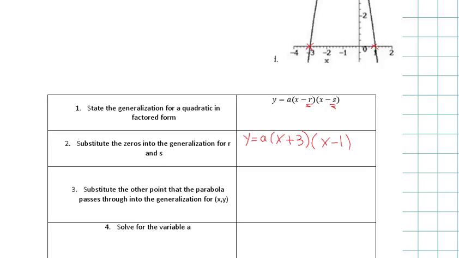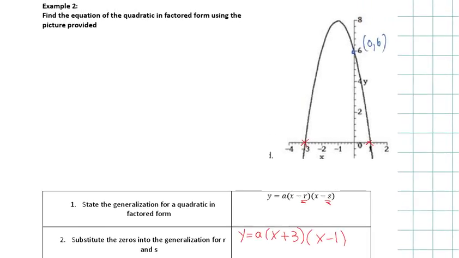What else do I have to find? The value of a. The value of a. Okay? Now to find the value of a, I need to sub in values for x and y from any point on the graph, any clear point other than the zeros. You can't touch the zeros anymore. Okay? So if I scroll back up, the y-intercept, right? The y-intercept is a clear point, and it's 0, 6.